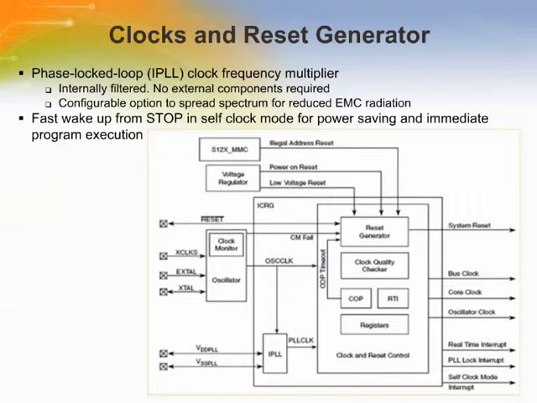The clock monitor performs a coarse check on the incoming clock signal. The clock quality checker more accurately checks the clocks in addition to the clock monitor. The COP watchdog enables the developer to force a reset if not served properly. The real-time interrupt can be used to generate a hardware interrupt at a fixed periodic rate.